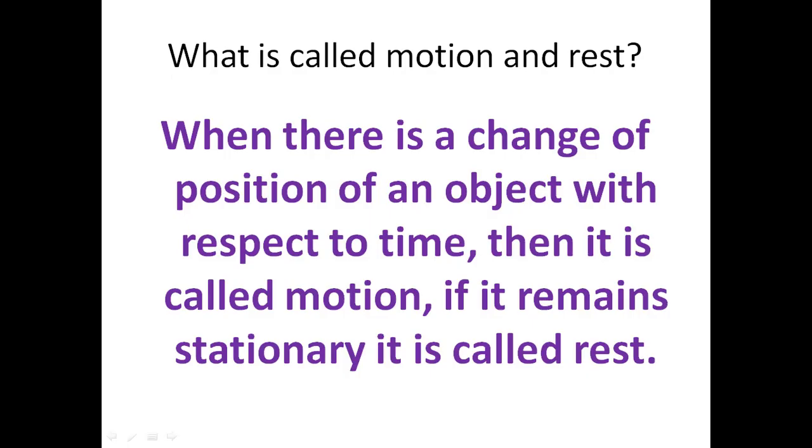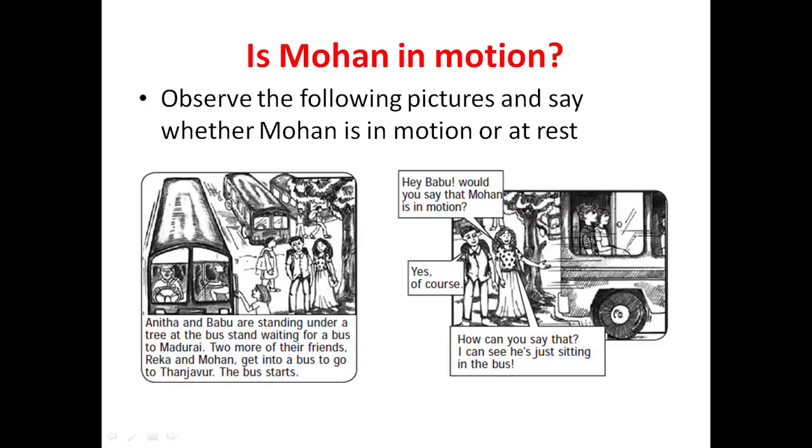What is called motion and rest? When there is a change of position of an object with respect to time, then it is called motion. If it remains stationary, it is called rest. Is Mohan in motion? Observe the following pictures and say whether motion or at rest. This is a small story by which we can understand the motion.